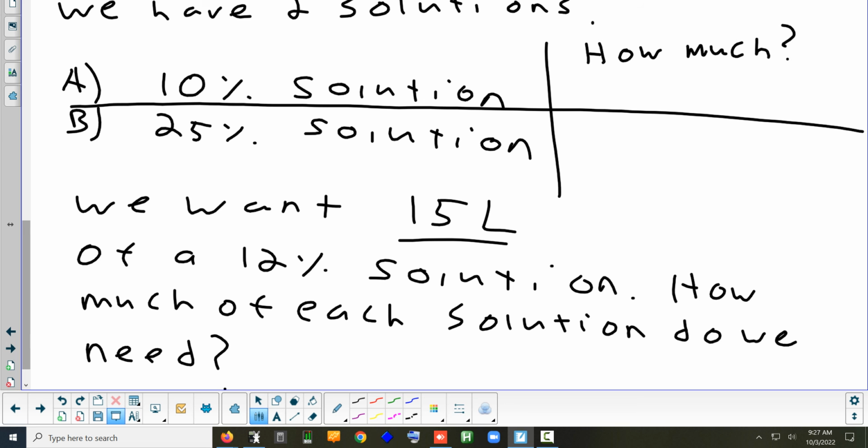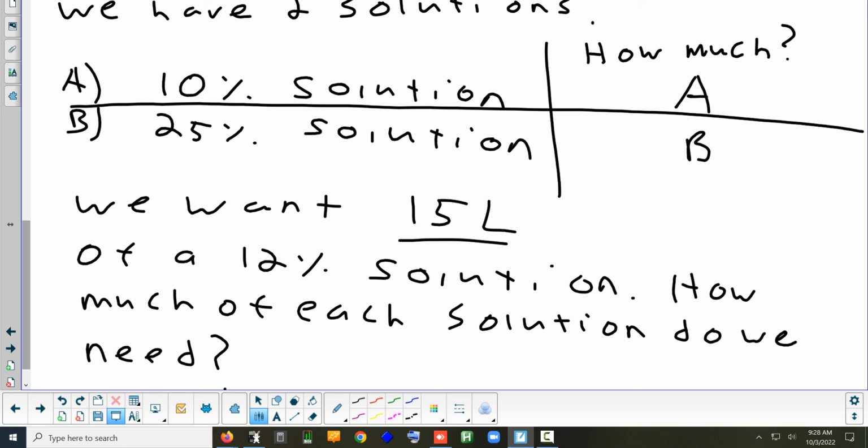So what I need to do is pick a variable that represents how much of the 10% solution and how much I'm going to use of the 25%. I would just pick the variables that they already suggested. Let's let A be the number of liters that we use for the 10%, and B will be the number of liters we use of the 25%.